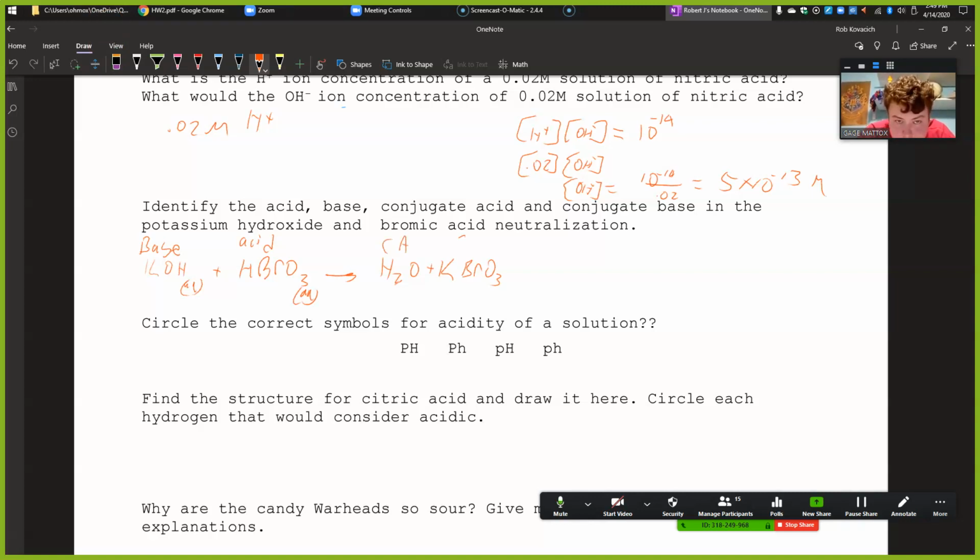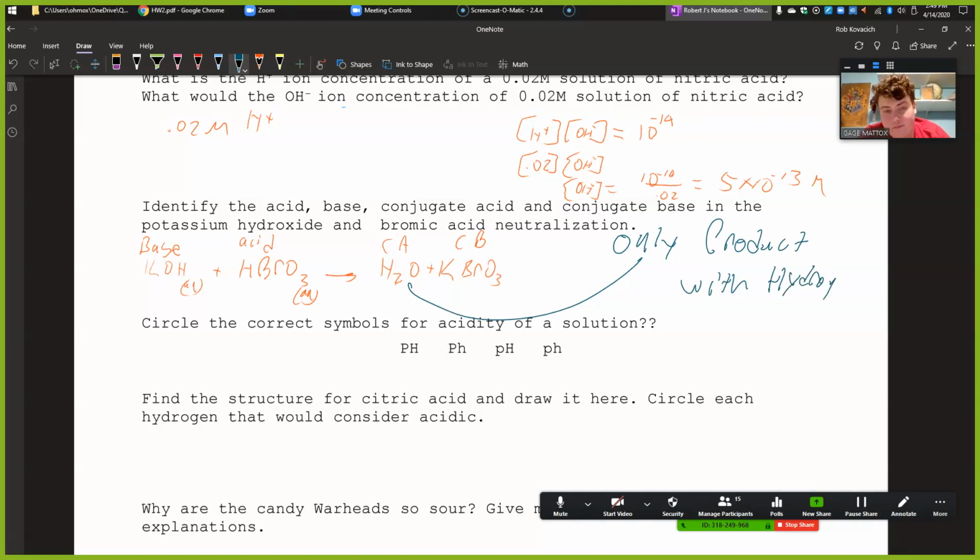How come the conjugate acid is water? Because it gained, it received the H ion. Also, it's the only thing over there with hydrogen, so it's the only thing that could have received a hydrogen.